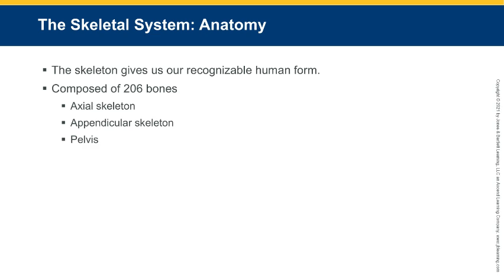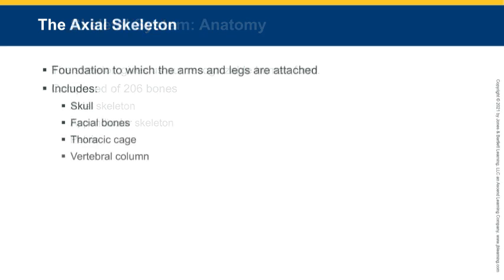The skeletal system gives us our recognizable human form and is composed of 206 bones, divided into the axial and appendicular skeletons. The axial skeleton forms the foundation to which the arms and legs are attached and includes the skull, facial bones, thoracic cage, and vertebral column.